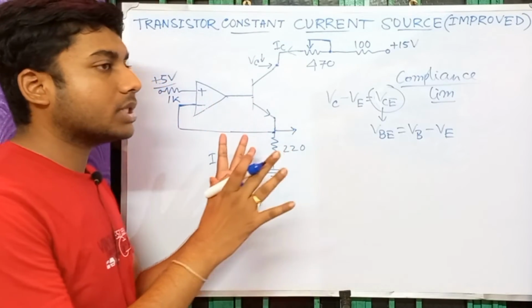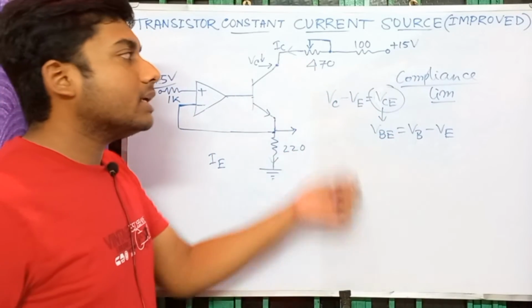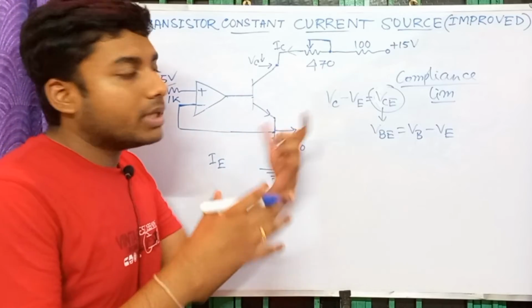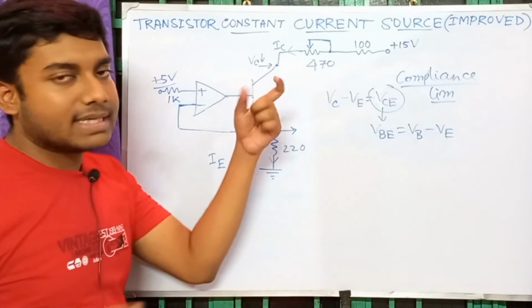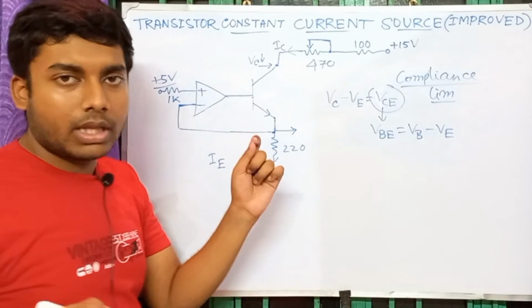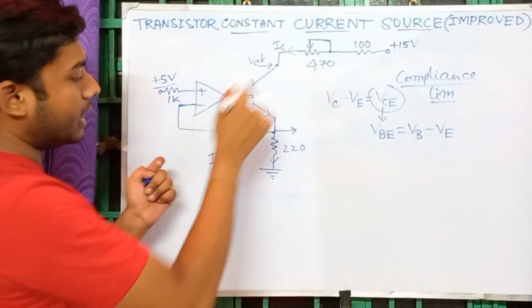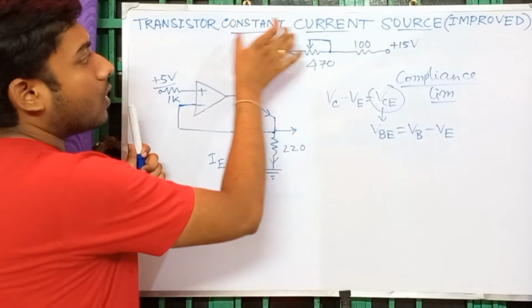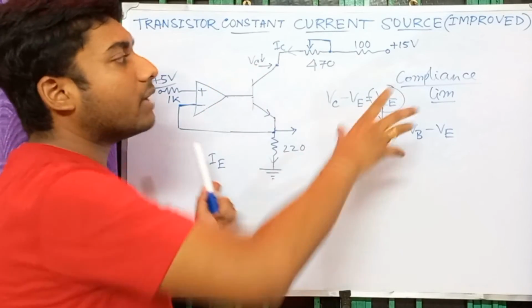So the conclusion is, even within the compliance limit, if we change the resistance, the IC is changing by a very small amount, a little amount. So this was not working as an accurate constant current source. Now this circuit can overcome this problem.